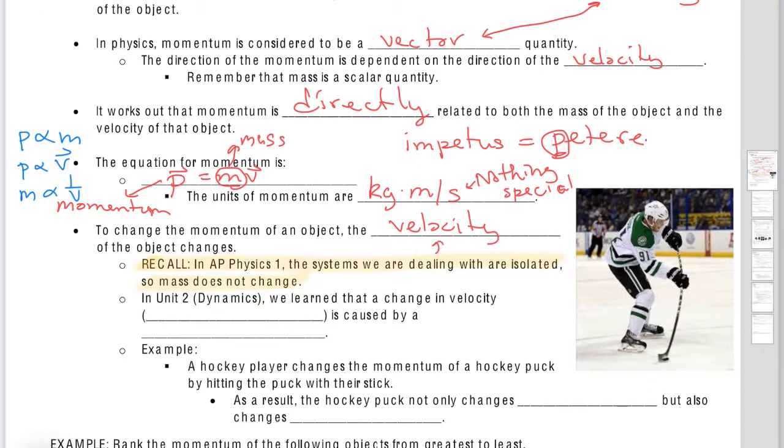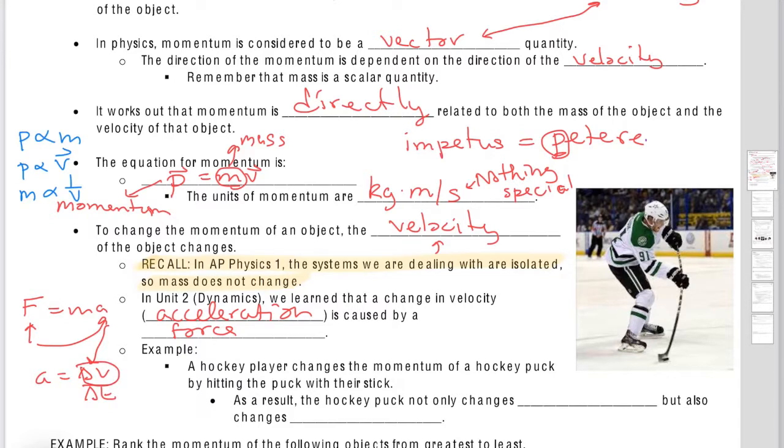All right. And so in Unit 2, the dynamics unit, which was Newton's laws, we learned that a change in velocity, or an acceleration, is caused by a force. That was the whole thing, F equals ma. And so if I'm applying a force, I'm accelerating an object. If I'm accelerating an object, I'm changing the velocity, and so I'm changing that piece.